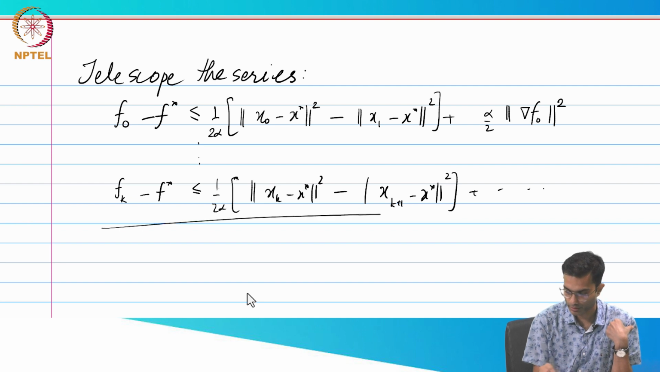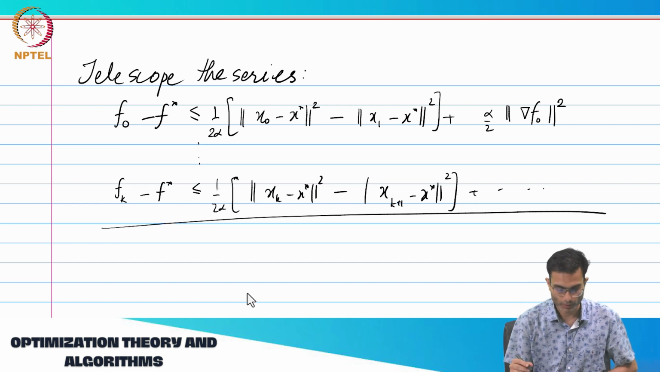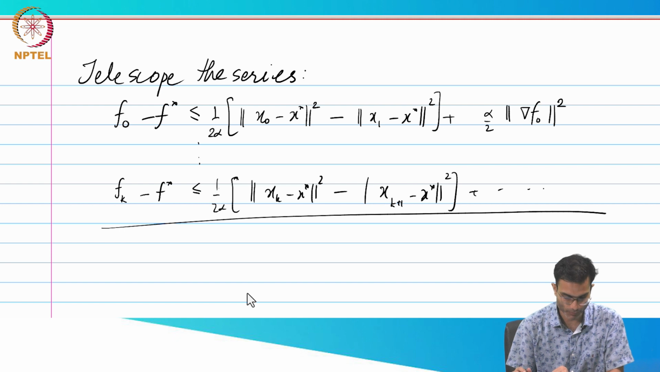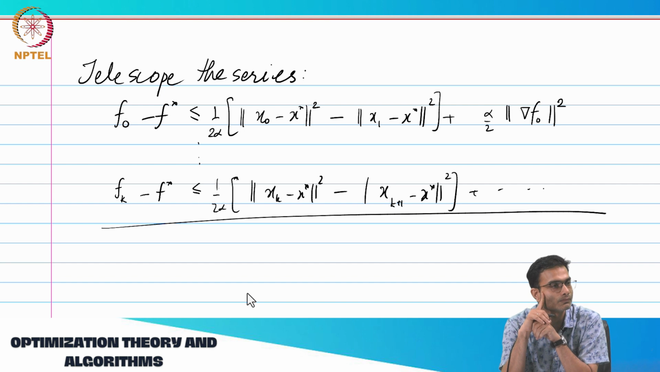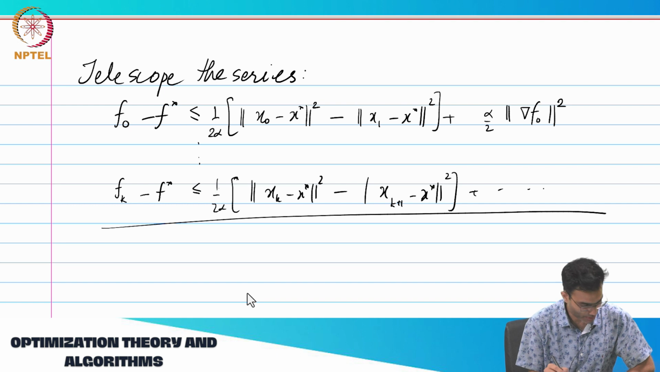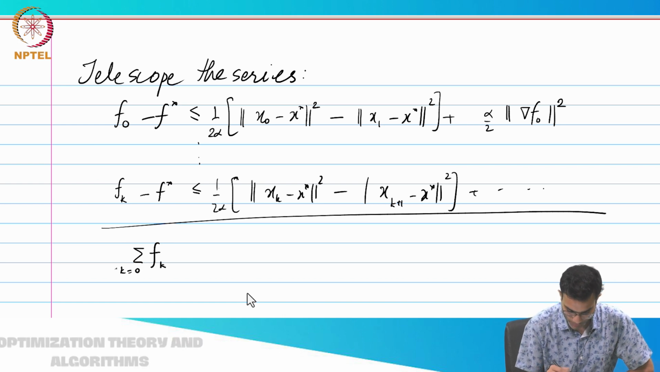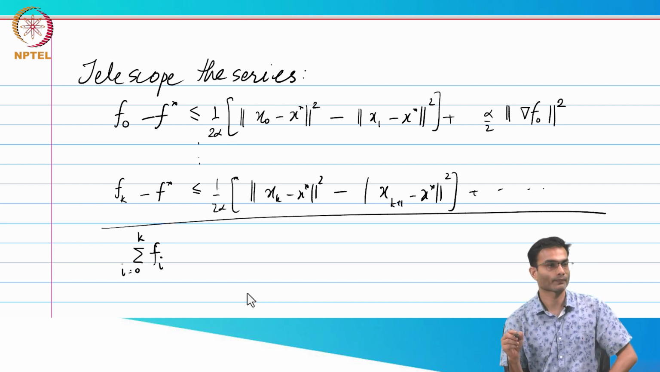And now if I telescope the series, which means to sum the left hand side and right hand side, okay, what am I left with on the left hand side? Does anything cancel? No, right? Life's like that. These terms don't cancel. So I have a summation f of i, i going from 0 to k.